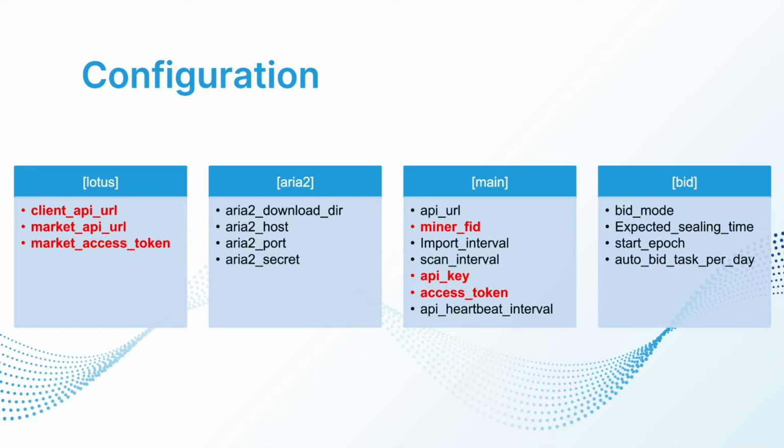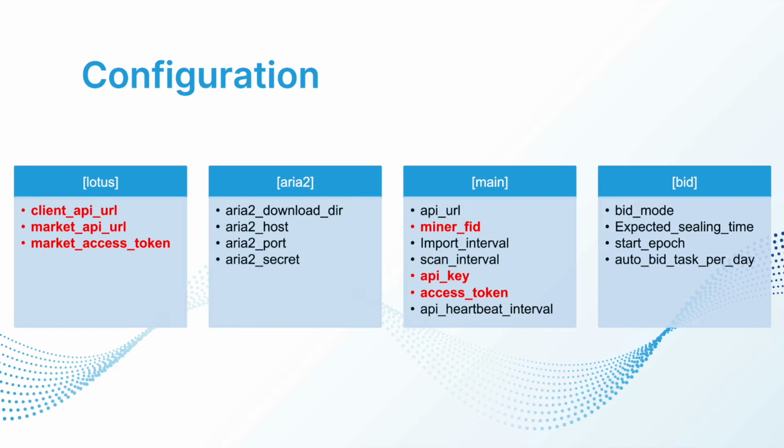The next section of the configuration is the main section. API URL refers to the address of the FileSwan platform. The default address is api.fileswan.com. Usually this part does not need to be changed from the default. Miner FID refers to the user's Filecoin miner ID. You need to fill in your personal miner ID number here.